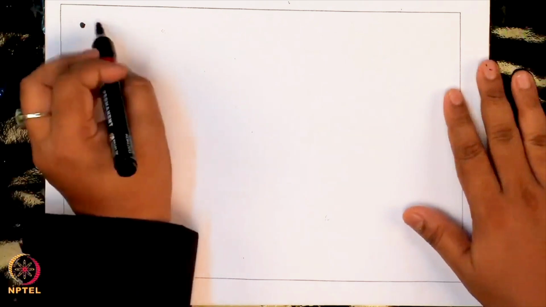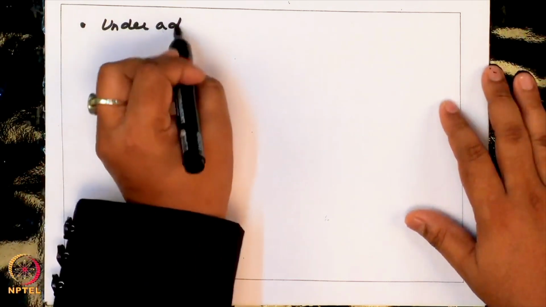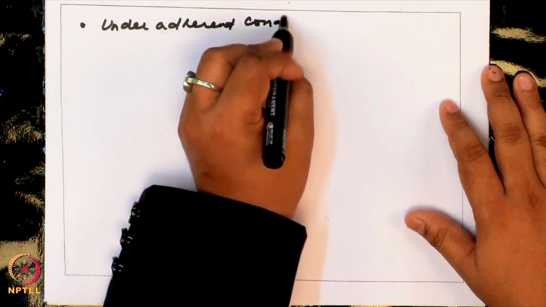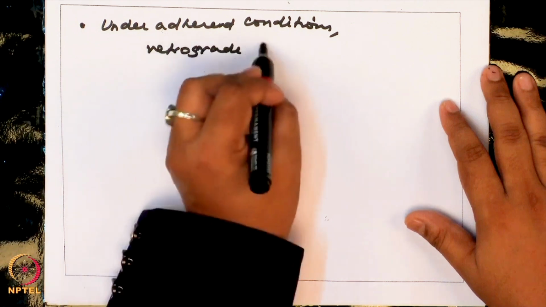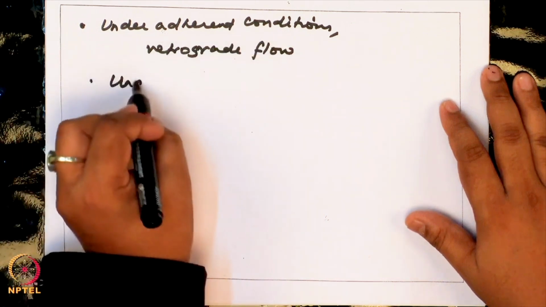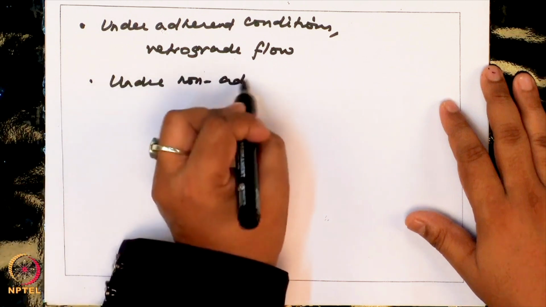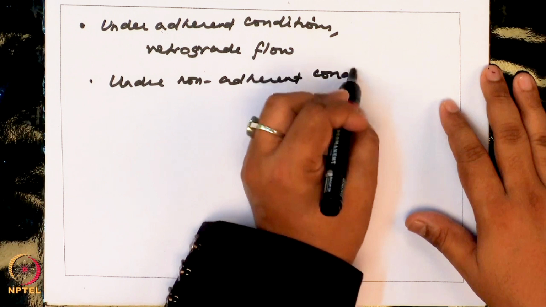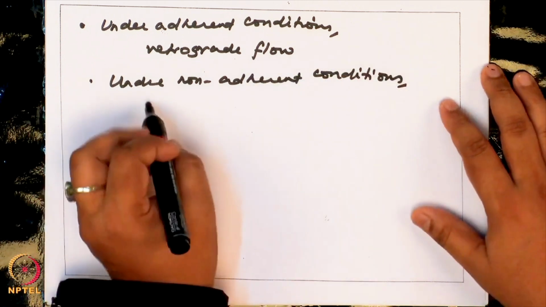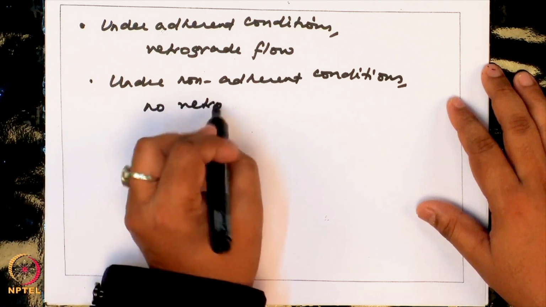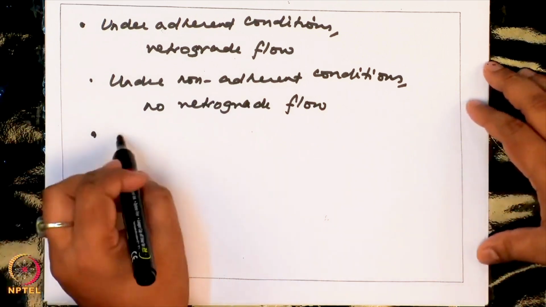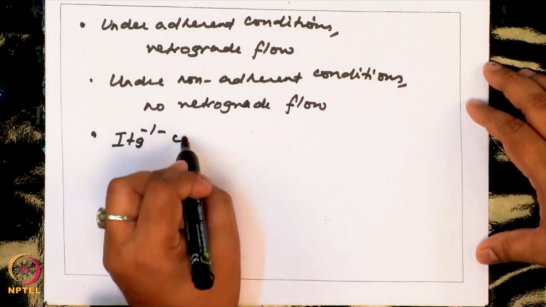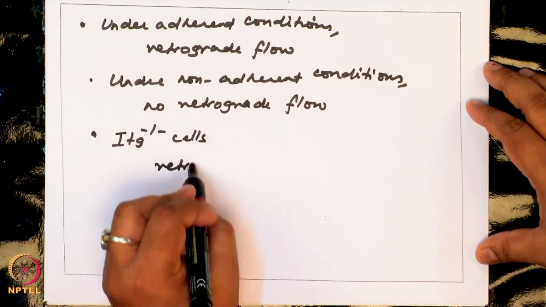Thus far two things we found for dendritic cells. Under adherent conditions, you have retrograde flow. Under non-adherent conditions, you have no retrograde flow. But in the case of integrin null cells, retrograde flow is very high.